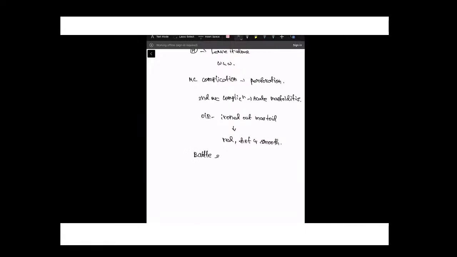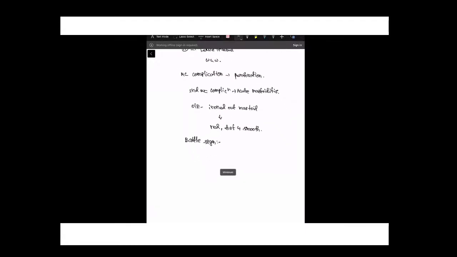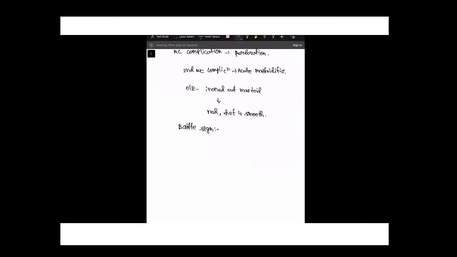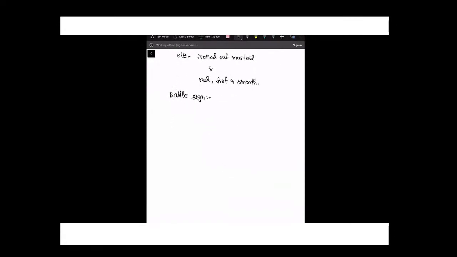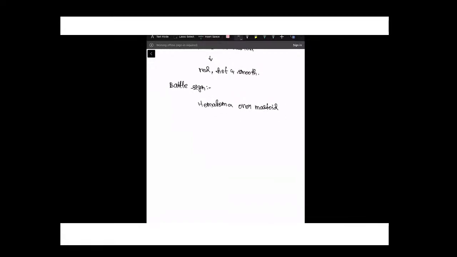Battle sign. What is battle sign? Forensic. Yes, we saw in our first day. Ecchymosis at the mastoid region. Yes, super, very good. So battle sign is, here it is due to the hematoma over the mastoid due to fracture of the middle cranial fossa.